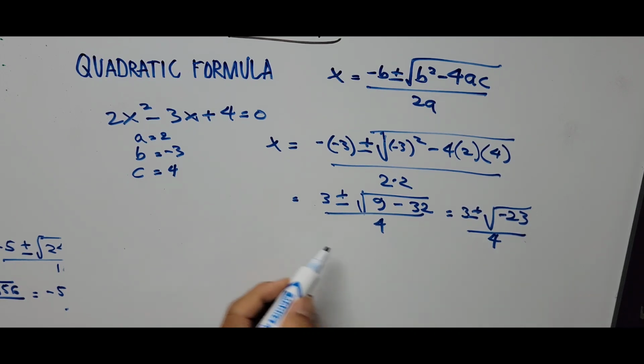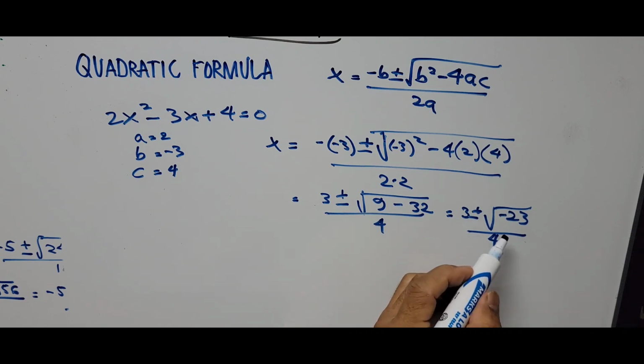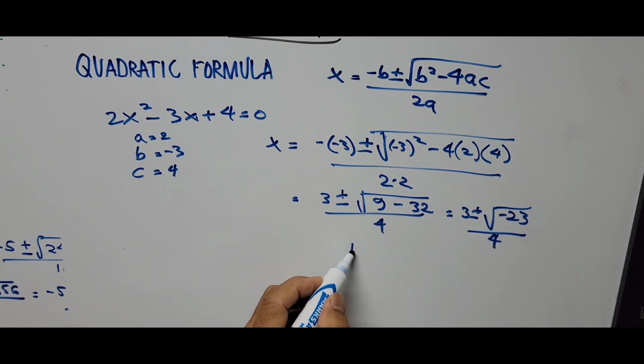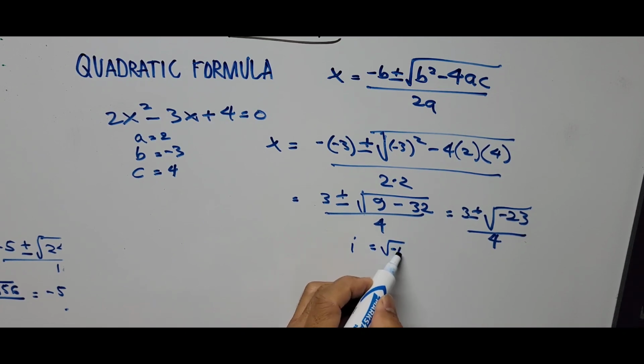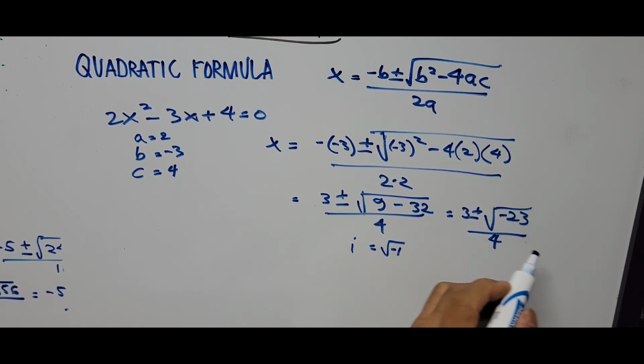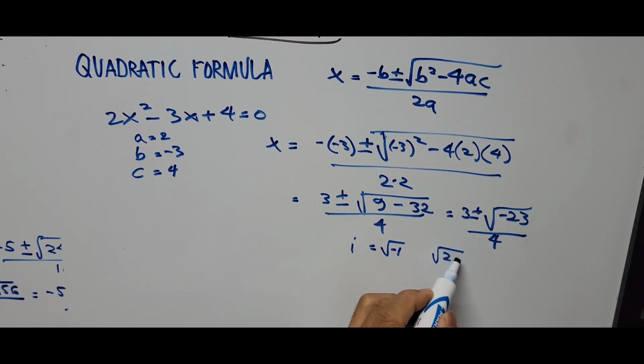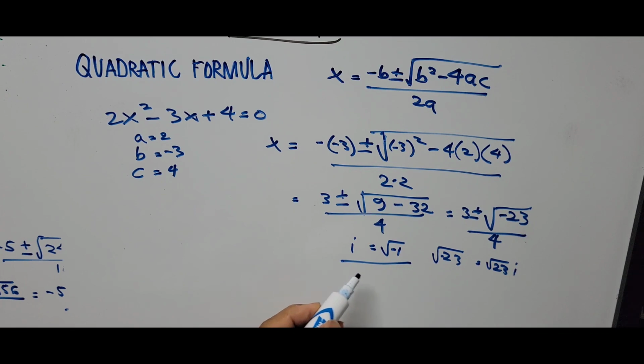What does that mean? We will be encountering the imaginary number here. An imaginary number, i, is the square root of negative 1. So the square root of negative 23 will become the square root of 23 times i, since i is the square root of negative 1. So the value of x now is 3 plus or minus the square root of 23 i, divided by 4. That should be the final answer.